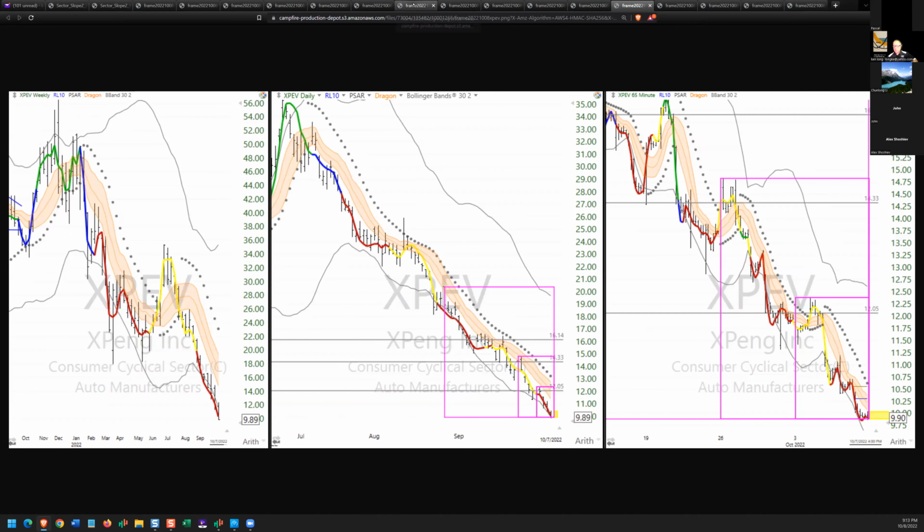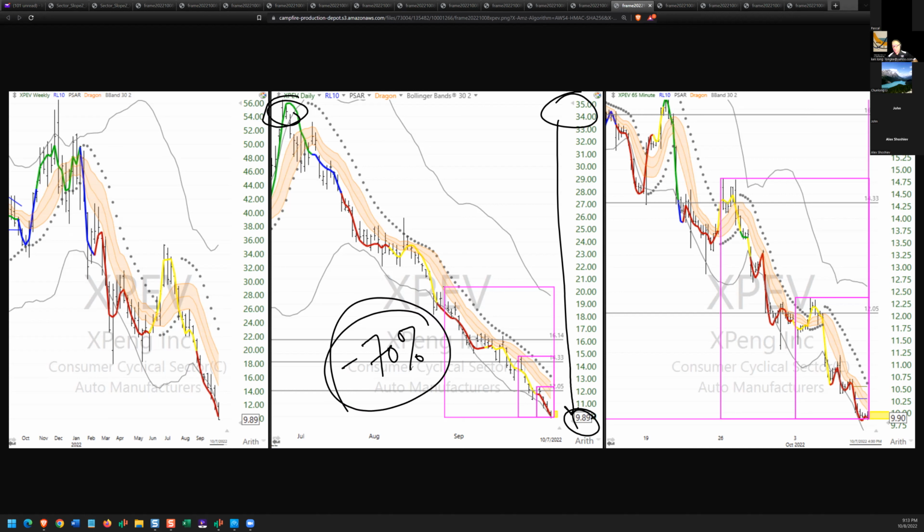Keep following. XPEV is the Chinese electric car, the Chinese competitor. They have been affected by the economic slowdown, going from 35 to 10. So if you thought Tesla's slide was painful, that's a minus 70%. Can the Chinese government afford to let them go out of business? No. How far can it fall? I don't know. But at some point, you're going to see some sovereign wealth funds coming in and buying this thing. And I would trade this purely on a tactical basis or a political basis.